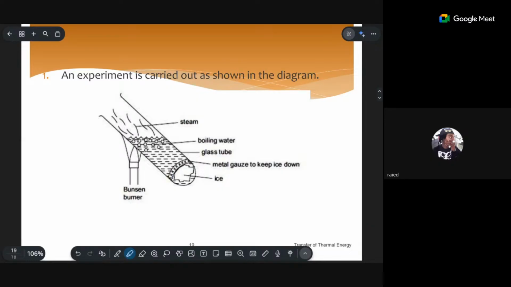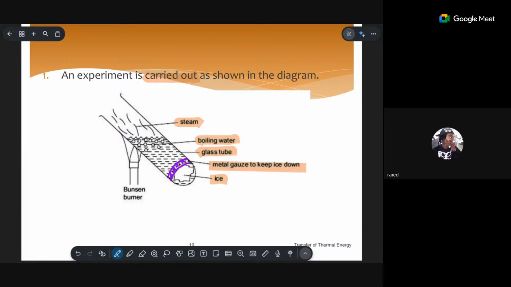Here is a past paper question, where an experiment is carried out as shown in the diagram. In this experiment, there is a Bunsen burner, a tube, and steam. Boiling water is there, a glass tube, and a metal gauze to keep the ice down, and ice. First of all, why do we keep this wire gauze? To keep the ice at the bottom, because it floats.